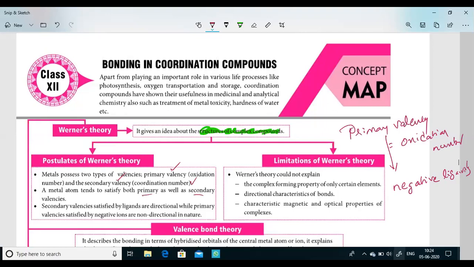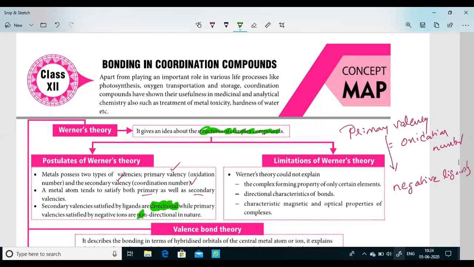Secondary valence is satisfied by ligands, which are directional, while primary valence is satisfied by negative ions, which are non-directional. So you have to make a note that secondary valencies are satisfied by ligands and are directional, whereas the primary valencies are satisfied by negative ions and are non-directional.